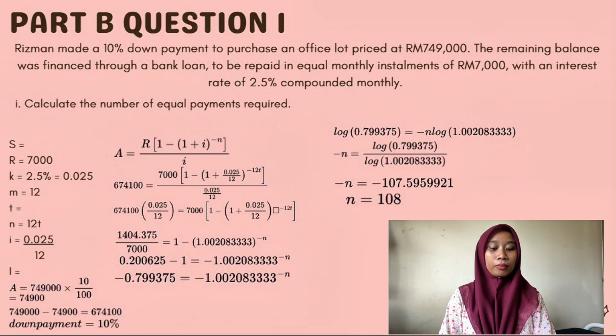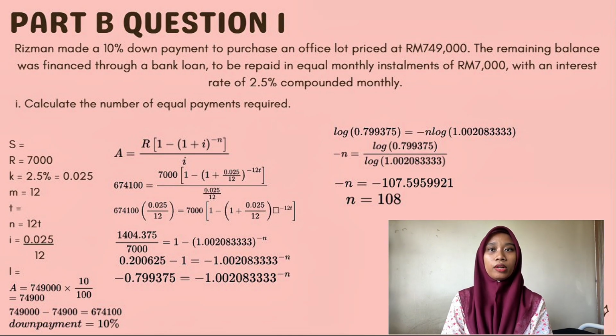The question is, Rizman made a 10% down payment to purchase an office lot priced at 749,000. The remaining balance was financed through a bank loan to be paid in equal monthly installments of 7,000 with an interest rate of 2.5% compounded monthly. For this question, we have to list down the information that we got.